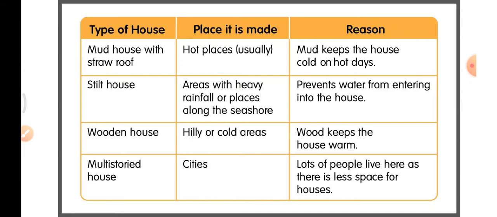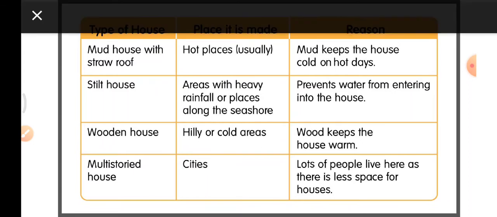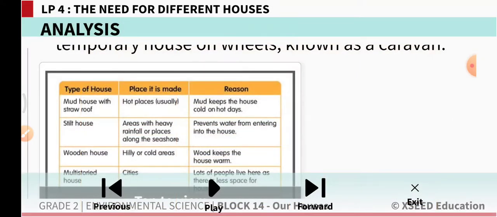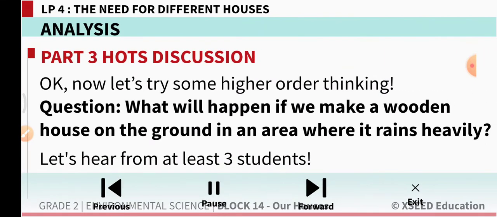Wooden house, which place is it made? Hilly or cold areas. Reason, wood keeps the house warm. Multi-story house, where is it made? In cities. Why is it made? The reason is lots of people live here as there is less space for houses. So we are going to draw this table and learn the sentences very well.